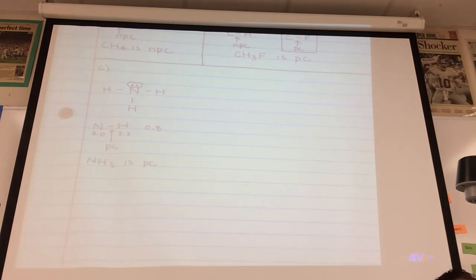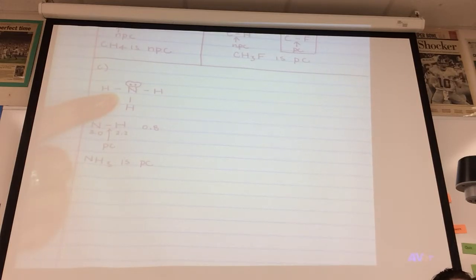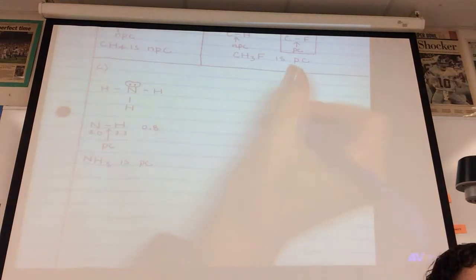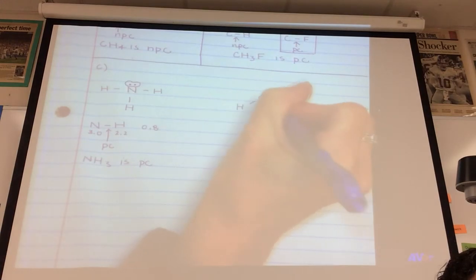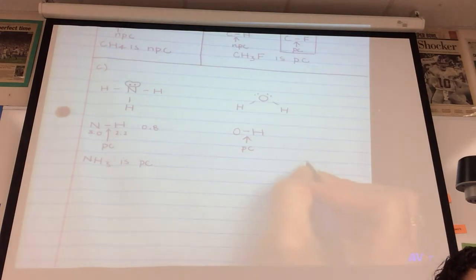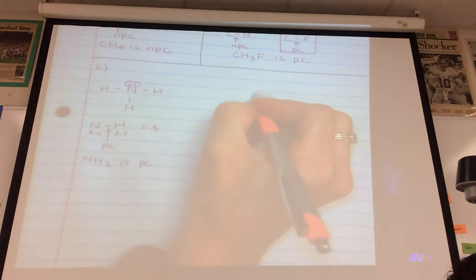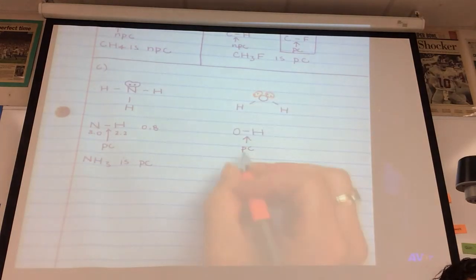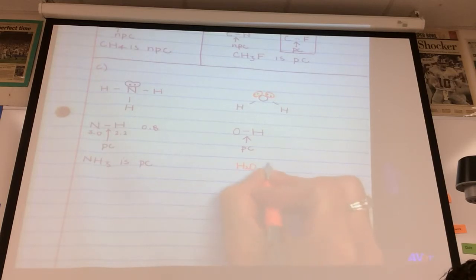So let's think about the two shapes that have lone pairs on their central atom. One is trigonal pyramidal. What shape has two atoms attached, two lone pairs? Bent is correct. And let's think about water. An O to H bond is also polar covalent, and you have two lone pairs on the central atom. Water, you know from biology as well as science from middle school, is polar covalent.